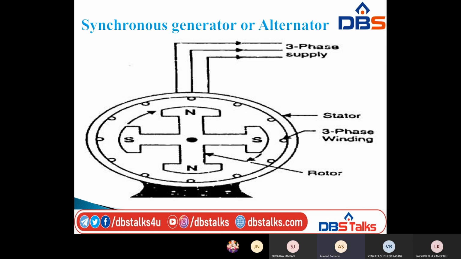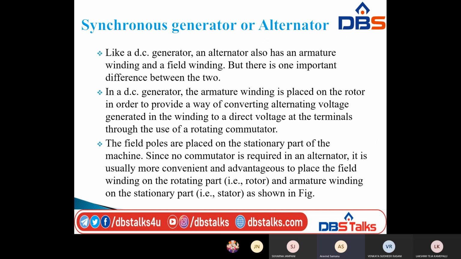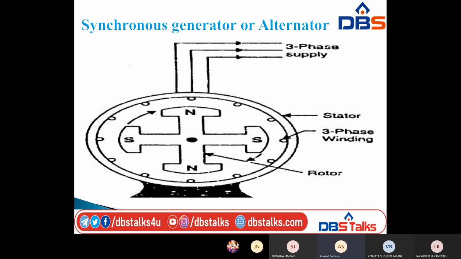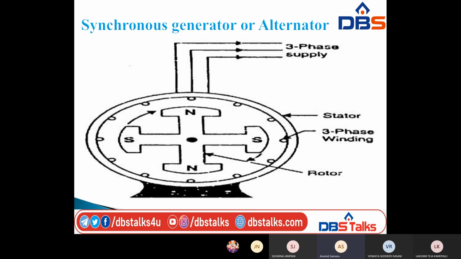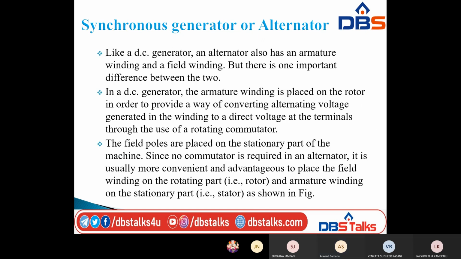In the stator winding, we are putting the armature winding here. These are the armature windings, and they are placed in the stator. So this is the diagram for the synchronous generator, and now the advantages of the stationary armature. In the alternator, I am putting the stationary armature, that means the armature winding is placed on the stationary part.